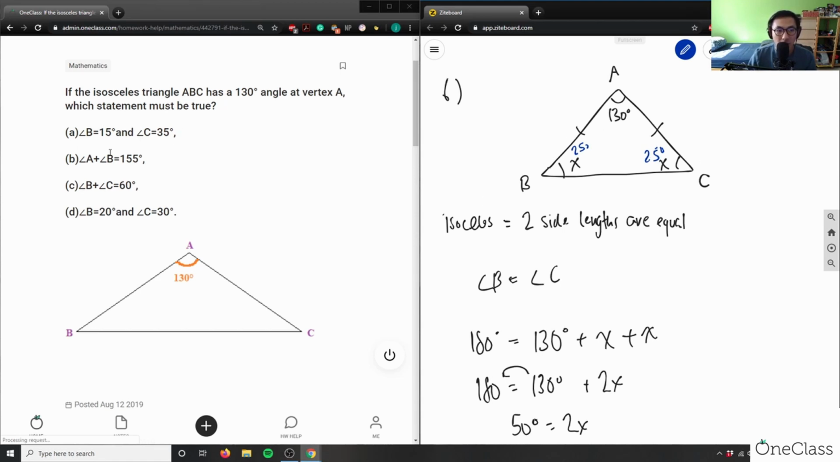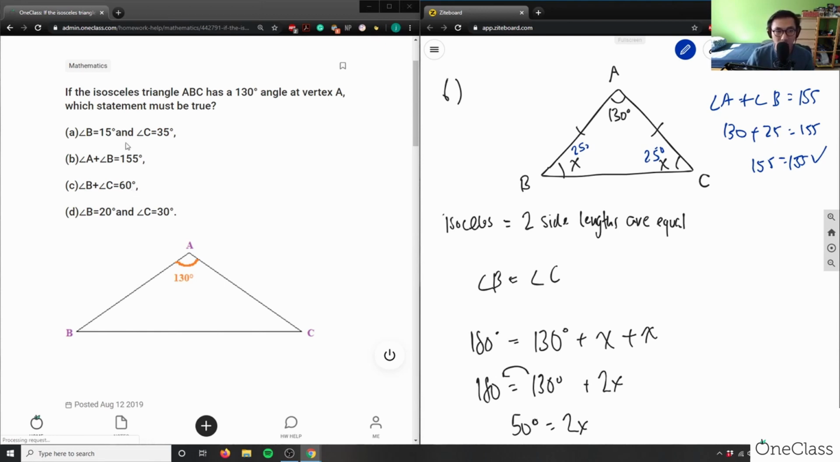Option B: angle A plus angle B is 155 degrees. Let me just verify this. Angle A is 130 plus B is 25, which equals 155. So this here is correct, right? 155 equals 155. Option B here is correct.